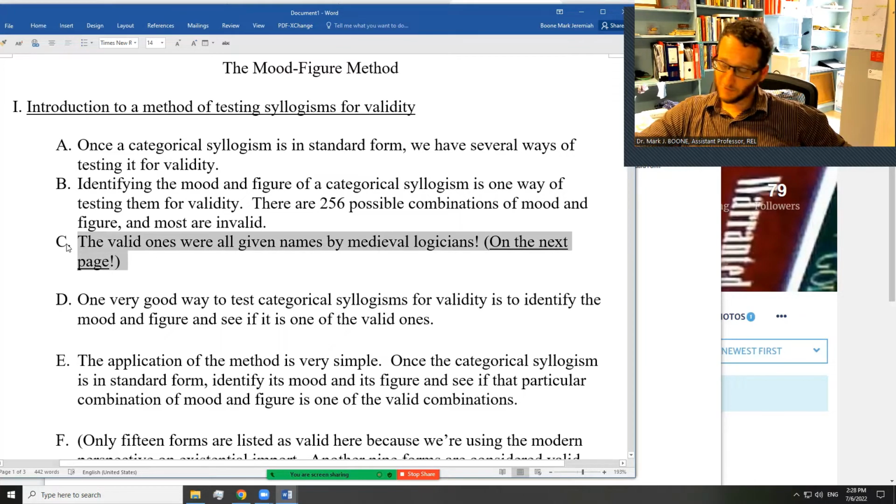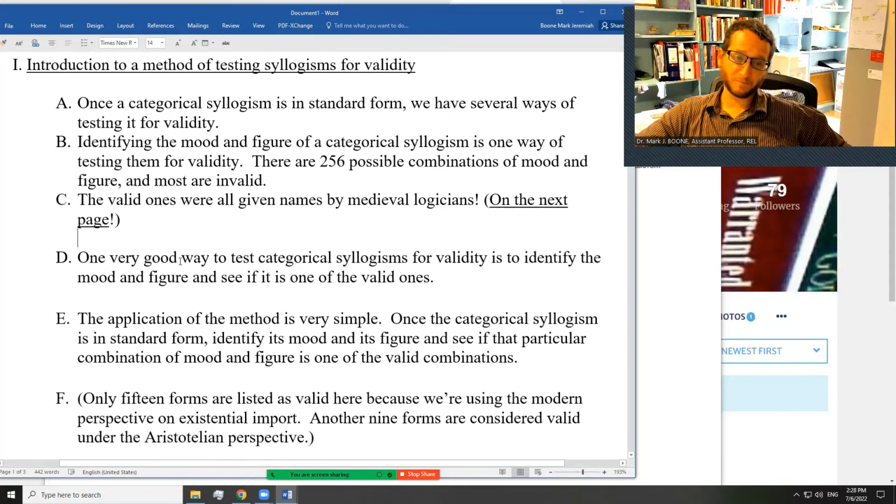A much simpler exercise and a perfectly good exercise is to memorize the list of valid forms. Your teacher may need you to do that if you're taking a logic class, but I don't care. I don't think I've usually had my students memorize it. I think I just let them have a list, but it's fine to memorize it. It's a good exercise. So the valid ones are given names by medieval logicians. We'll get to that shortly.